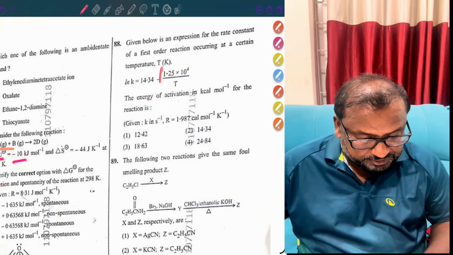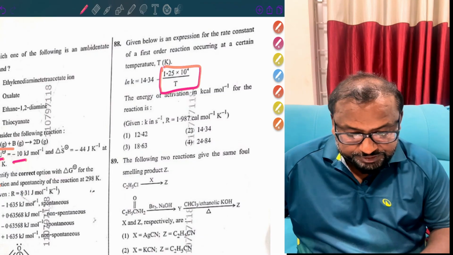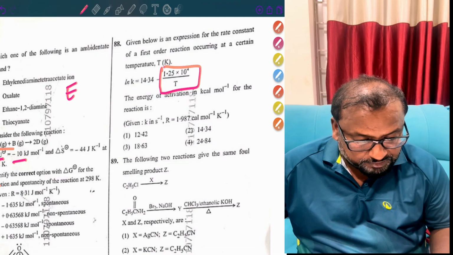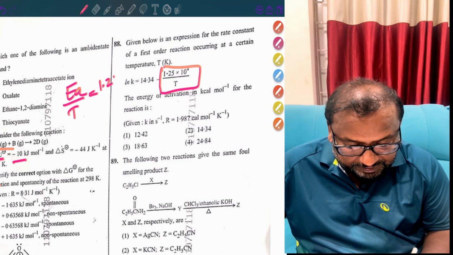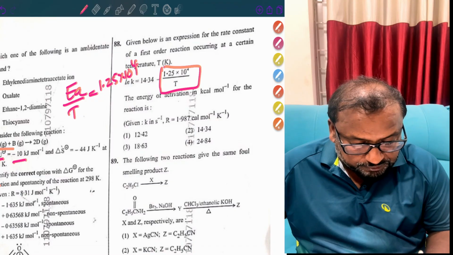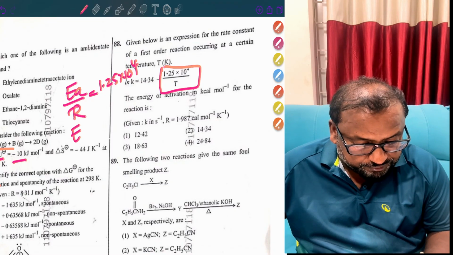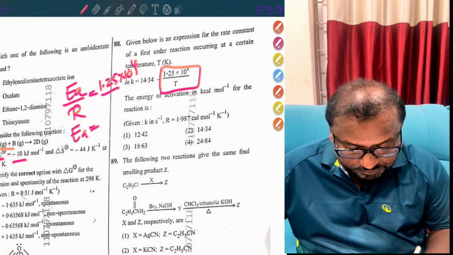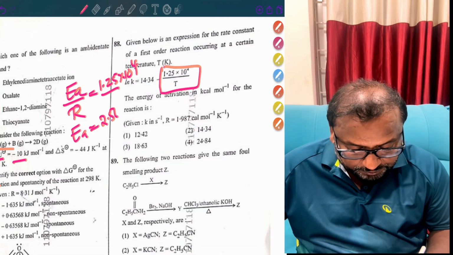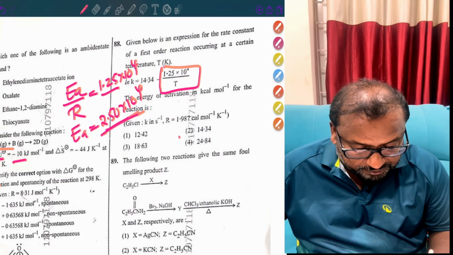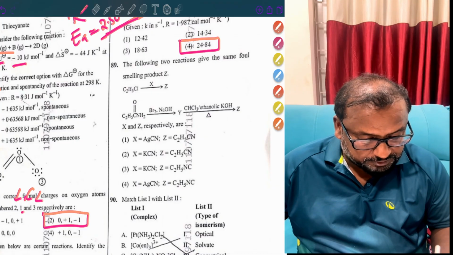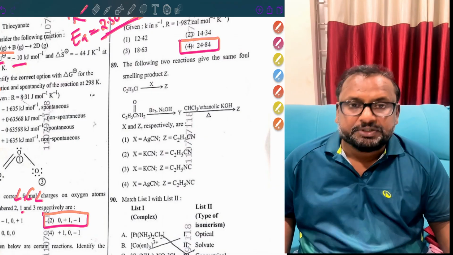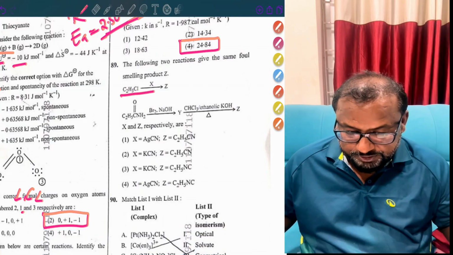Right, the Arrhenius equation is given to us and we are asked to calculate the activation energy. So this term, we will compare it with the Arrhenius equation, that is Ea by R equals how much? 1.25 into 10 power 4. So Ea equals, if we multiply by 2, how much comes? 250 into 10 power 4. So the answer comes close to 24. It is a direct question, nothing special about it.